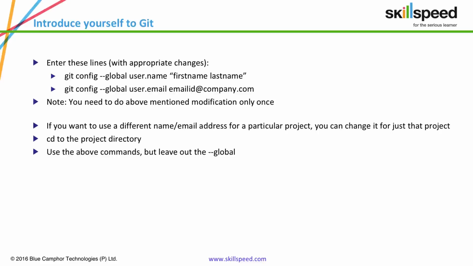Now, once the installation is done, you have to introduce yourself to Git, and for that you have a couple of commands. Git config is the major command through which you define all the configuration, which we are going to take a look at. An important thing to remember is that you need to do this only once. You also have an option of setting things up at the project level, where you can define things for just that project.